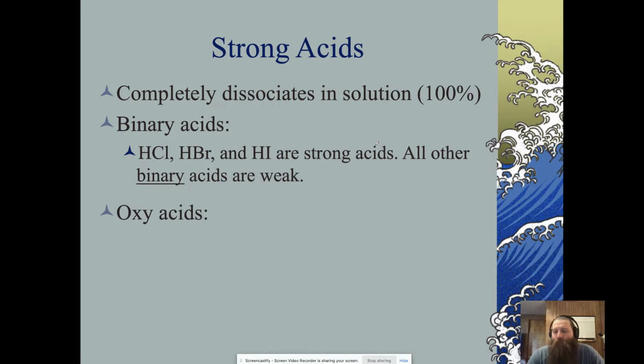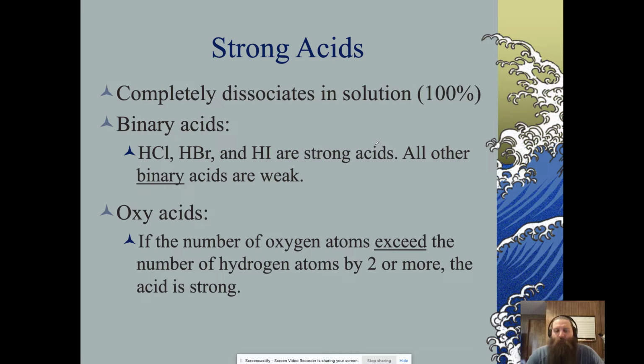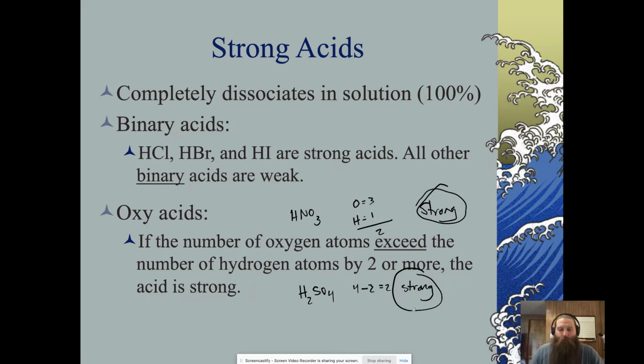Now, for our oxyacids, we have a little bit different rule, and it's pretty simple. If the number of oxygen atoms exceeds the number of hydrogen atoms by 2 or more, the acid is strong. Let's see what that looks like. HNO3: how many oxygens? 3. How many hydrogens? 1. 3 minus 1 is 2, so strong. How about H2SO4? 4 oxygens minus 2 hydrogens equals 2. Strong. If it's 2 or more, we're strong.